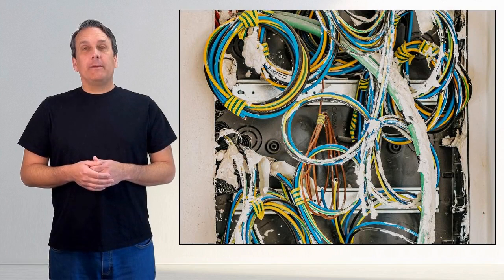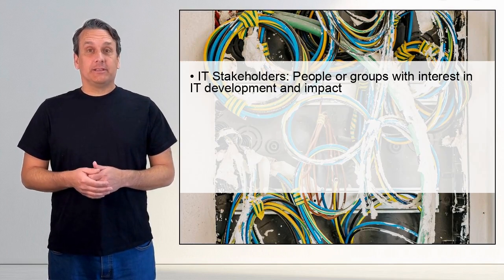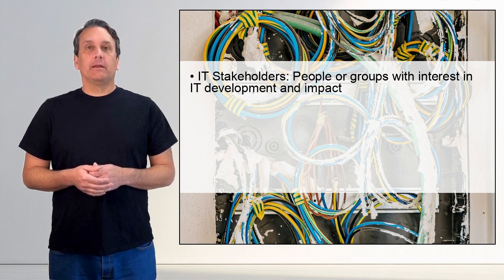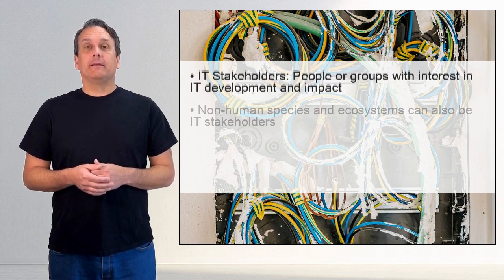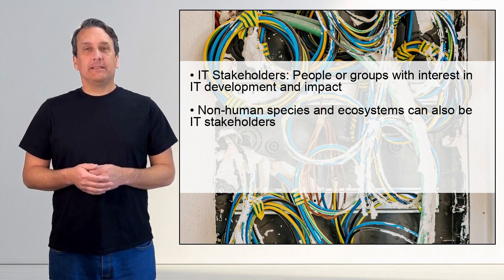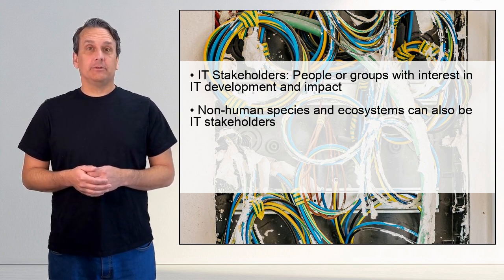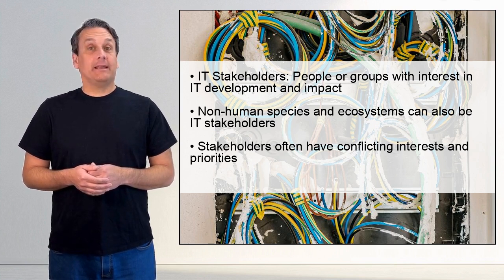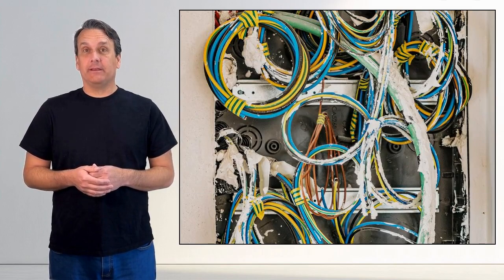IT stakeholders are the people or groups that have an interest or concern in the development, use, and impact of information technology. They include everyone from software developers and hardware manufacturers to end users and policymakers. Non-human species such as animals and plants, and even entire ecosystems, can also be seen as stakeholders in IT systems, since they are affected by those systems. Various stakeholders often have different priorities and expectations, which can lead to conflicting interests. Understanding their roles and influences helps in designing and implementing IT systems that support sustainability.